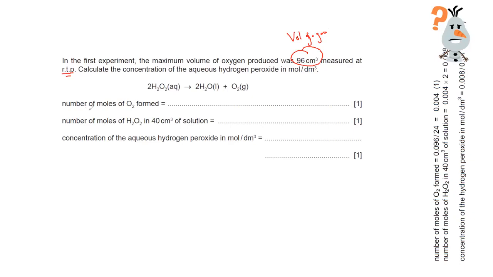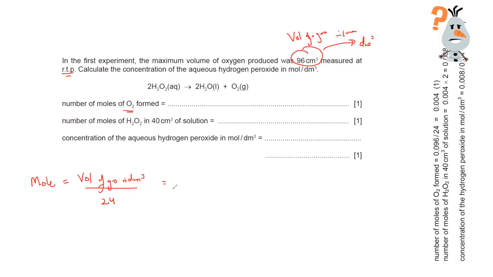The first part, the number of moles of oxygen formed. So how to get the moles? If we have the volume of the gas, the formula is moles equals volume of the gas in dm³ divided by 24. That is a formula which relates the volume with the moles. So volume of the gas in dm³, this is given in cm³, so again we have to convert into dm³, divide by 1000.